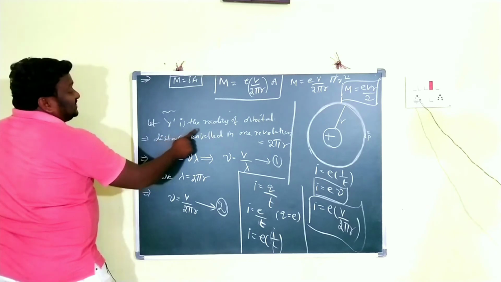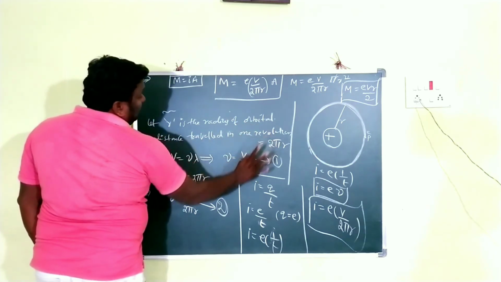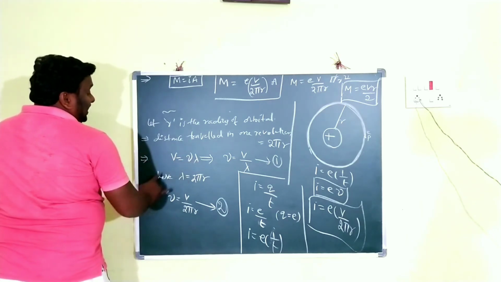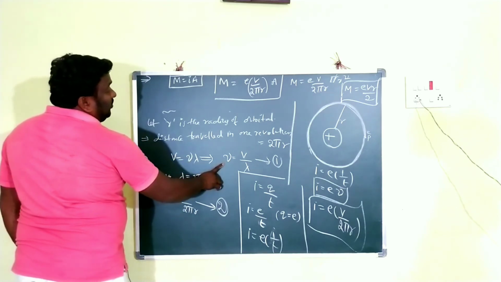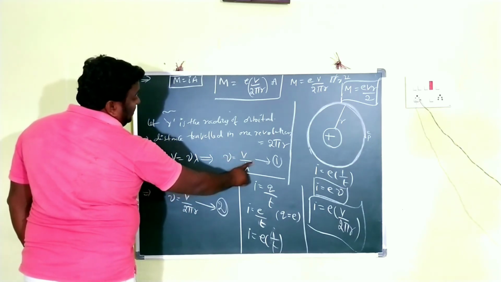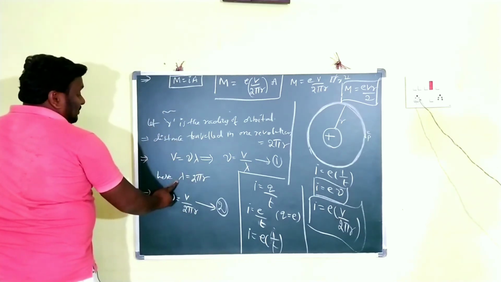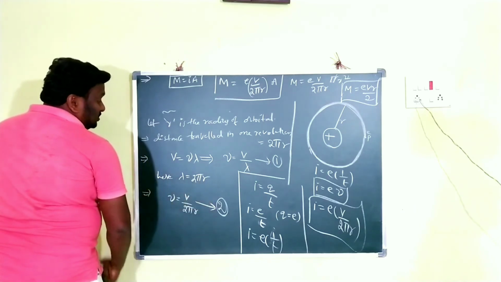Let r be the radius of the orbital, and the distance traveled in one revolution is 2 pi r. We know the general equation is v is equals to nu lambda, where v is velocity and nu is frequency. From that, nu is equals to v by lambda, equation number 1. Just now I told you lambda is equals to 2 pi r. Then nu is equals to v by 2 pi r, equation number 2.